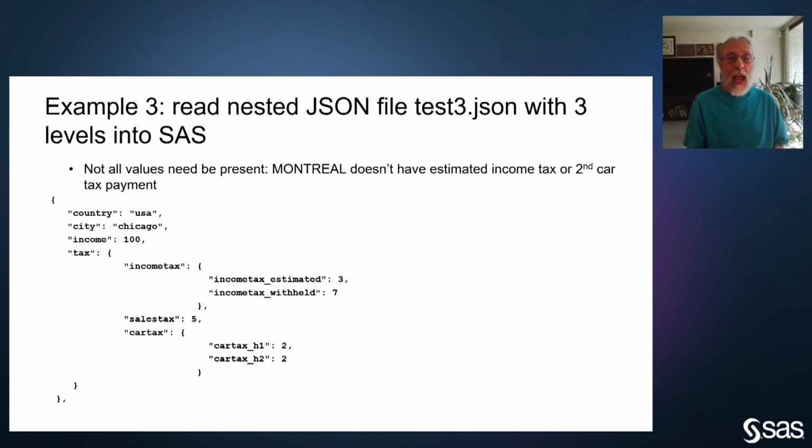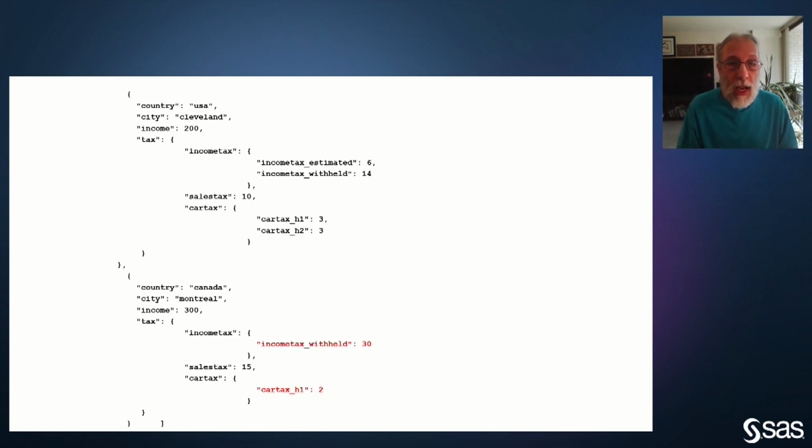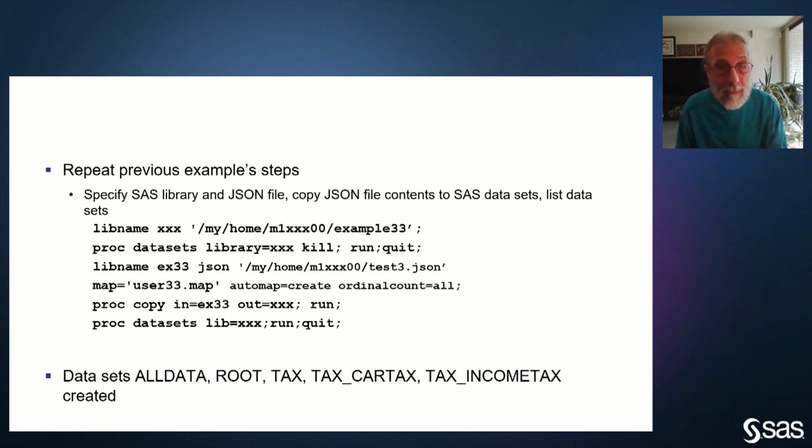And by the way, we don't have to have every single value at every level of nesting. As you'll see here, for example, in the second object, for Canada, we don't have income_tax_estimated, and we don't have car_tax_H2. And as we'll see in the final SAS data set, those ultimately become, as you might imagine, SAS missing values, and that's perfectly okay.